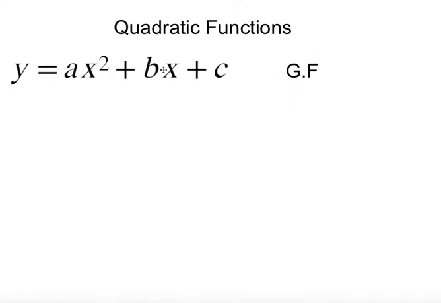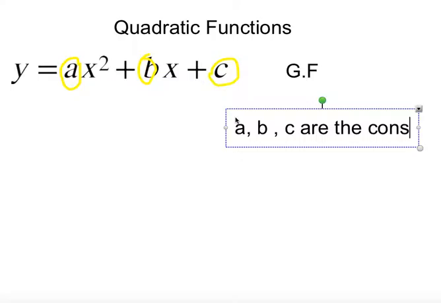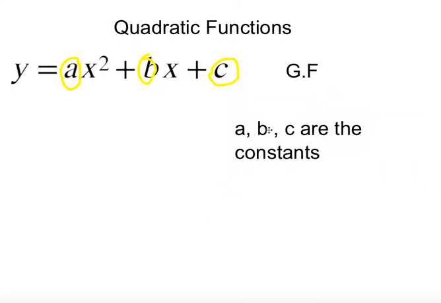Okay, let's see what this formula means, and how we're going to use it in order to answer the first couple of questions in your Google Doc. A, B, and C are the constants. Okay, so I'm going to write it down here. A, B, comma, C are the constants. So what does it mean, constants?